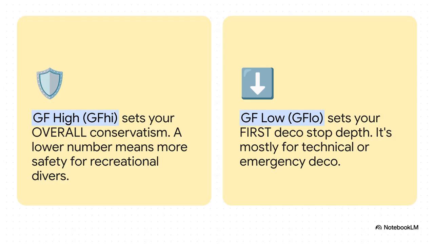Okay, so it's broken into two parts, but listen, for recreational diving, you really only need to worry about one of them, GF high. GF high sets your overall conservatism for the whole dive. Simple as that. A lower number means more safety. This is the one that really matters for us. Now, GF low, that sets the depth of your very first deco stop. So it's mostly for tech divers or if you find yourself in an emergency decompression situation. For today, GF high is the star of the show.